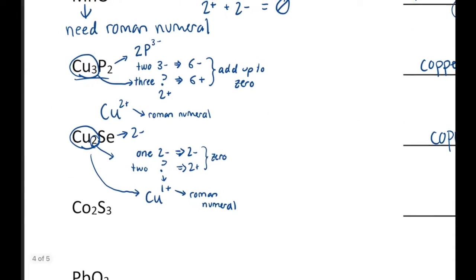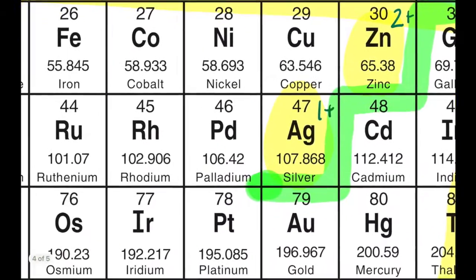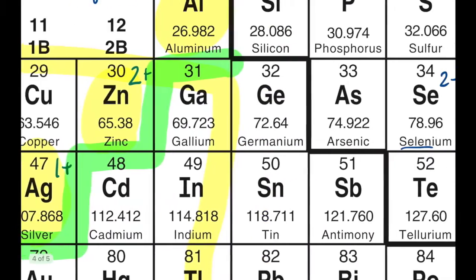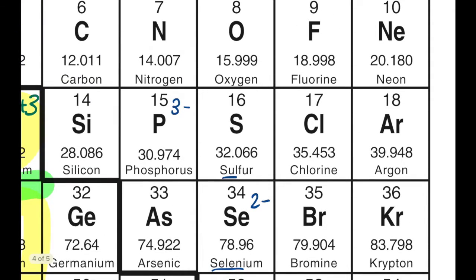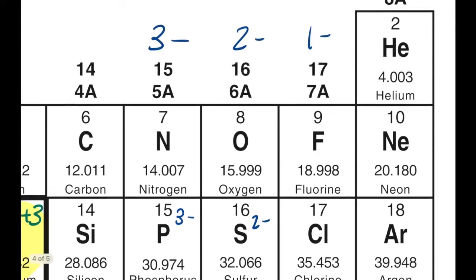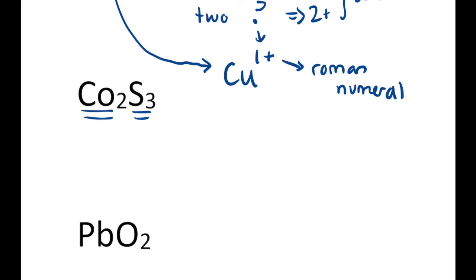All right, next example. Let's look at the Co2S3. Co doesn't look like a metal with a known charge, but it's right there in the variable charge section. Cobalt is Co. So cobalt has some unknown charge, so we have to figure out that unknown charge. And then we're looking at sulfur. Sulfur has a 2- charge, so cobalt and sulfur are combined somehow. We have to figure out the Roman numeral of cobalt.